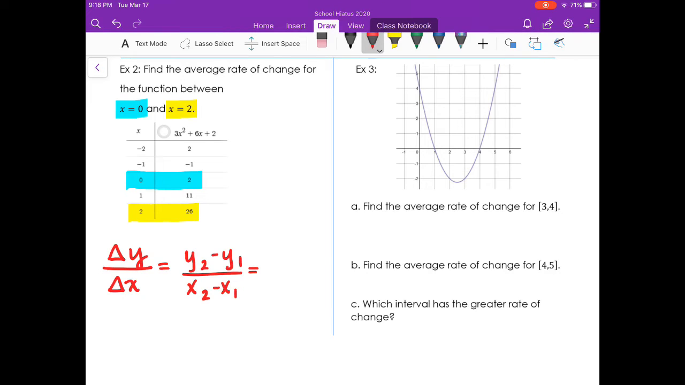We'll subtract the y-coordinates on the numerator and the x-coordinates on the denominator. 26 minus 2 over 2 minus 0. This gives us 24 over 2, which simplifies to 12.